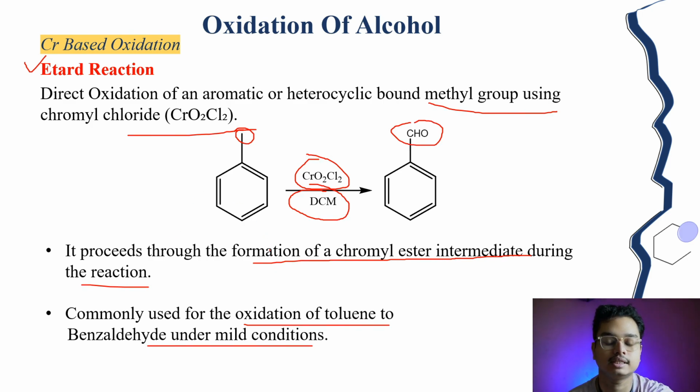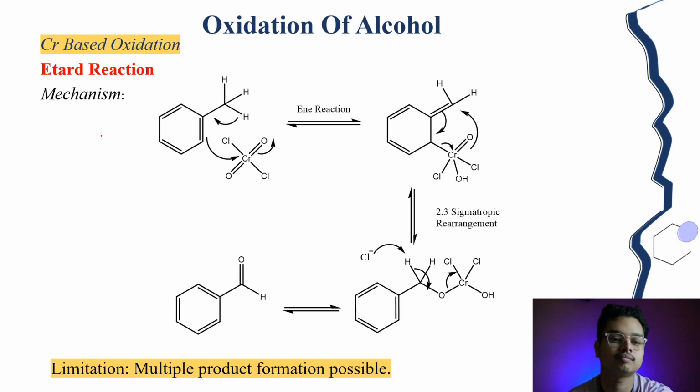The mechanism is a little bit tricky here. So what should be the mechanism? Initially, an ene reaction takes place. This particular bond goes here, and this double bond attacks the chromium center, and this oxygen bond opens up. So this type of intermediate is generated, and this oxygen captures this hydrogen here to make this intermediate.